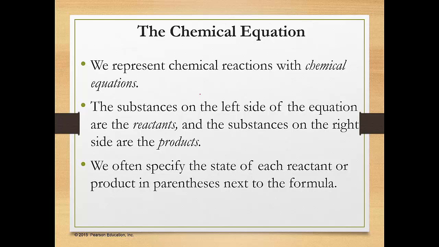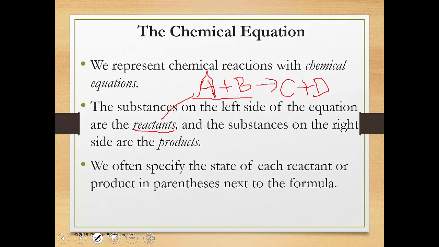So when we see something that looks like A plus B yields C plus D, we have things on the left of the arrow and things on the right of the arrow. Anything that's on the left-hand side of the arrow is what we're going to call our reactants. And then anything that's on the right-hand side of the arrow are what we're going to define as products, the things being produced. So these are the things that are reacting. These are the things that are being produced.